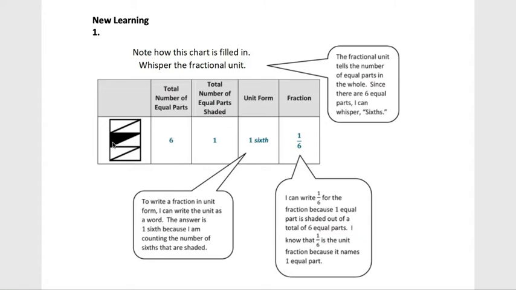How many parts are shaded? We know there's only 1. And then it asks you, what is the unit form? Now, this is something that a lot of us always ask about. And the unit form is a word, writing the unit as a word. The answer is 1/6 because I'm counting the number of 6 that are shaded. So this is talking about the total amount of parts. So this would be 1/6. And then how do we write that as a fraction? We can write 1/6 for the fraction because 1 equal part is shaded out of a total of 6 equal parts.